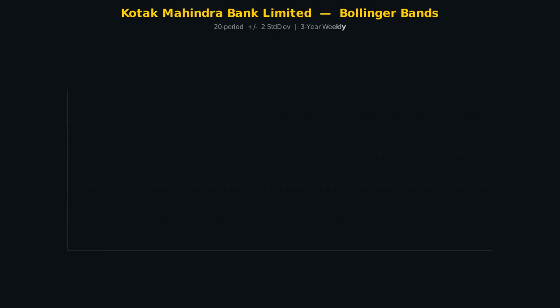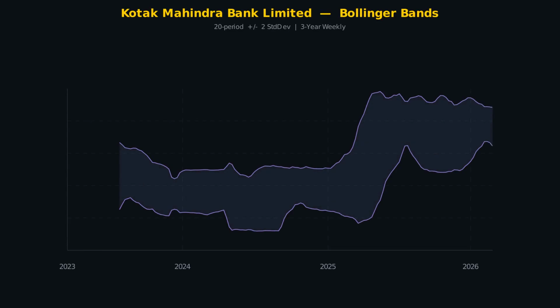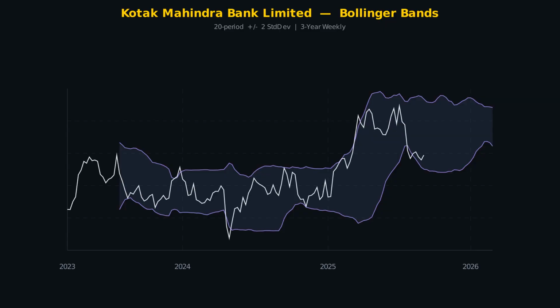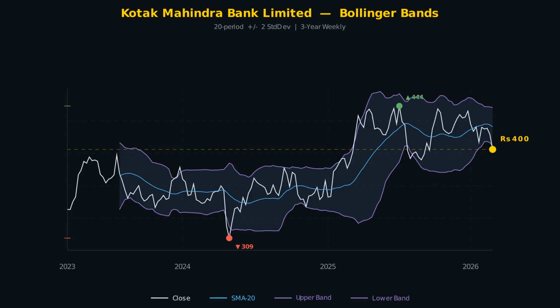Here is the Bollinger Band chart for Kotak Mahindra Bank Limited. The shaded region breathes in and out with volatility. Currently, the bands show wide volatility at 14.8%. The price is outside the upper band, potential breakout. Notice how the price repeatedly bounces between upper and lower bands over this 3-year period. Each touch of a band is a signal.